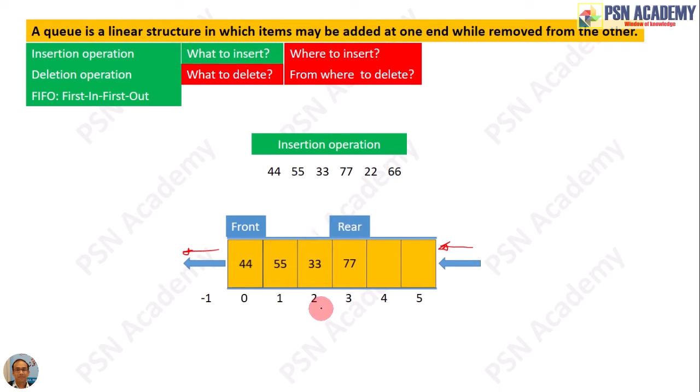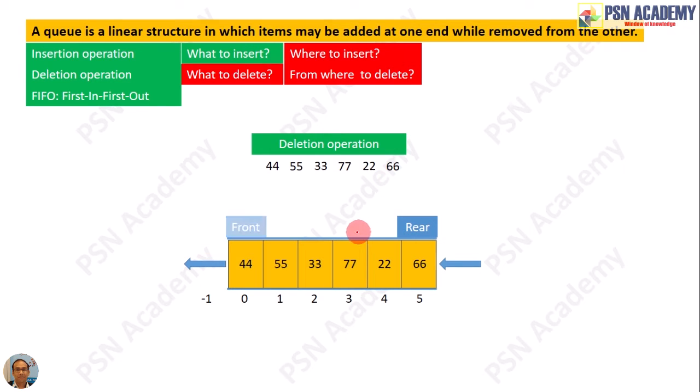For 77, rear will be at 3, for 22, rear will be at 4, and for 66, rear will be at 5. So please notice that during insertion, rear is acting as a guide to the new data for finding the proper place in this queue. During deletion, you just increment front by 1.